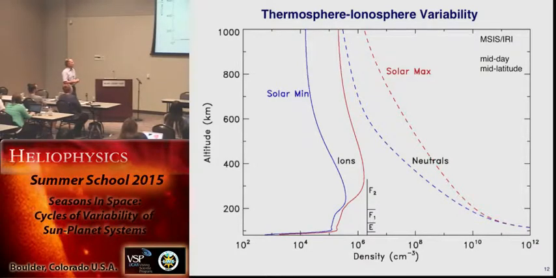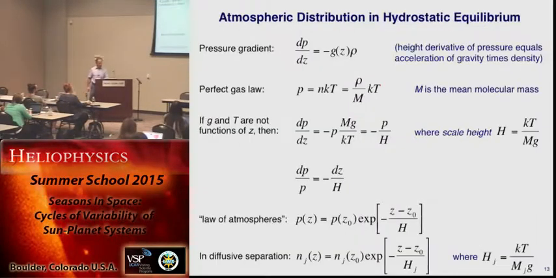Solar min, it's less dense at any constant altitude. And then the ionization is also commensurately larger at solar max than at solar min. This is just for midday, mid-latitude. This uses typical empirical models that you may have heard of, the so-called MSIS, and IRI, the International Reference Ionosphere. Yeah? So that is counterintuitive.